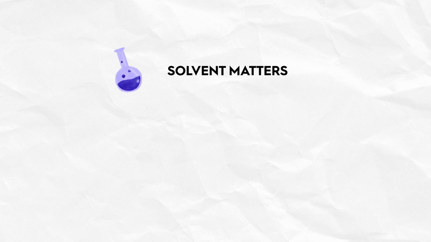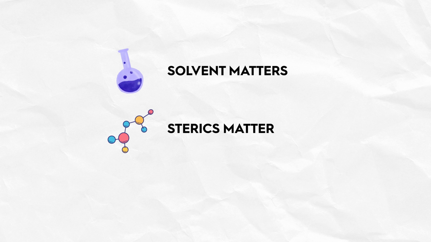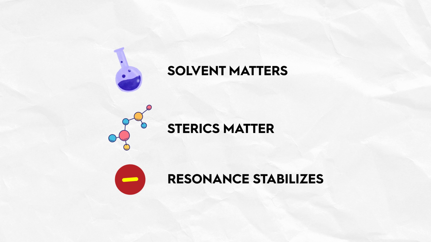Here are a few refinements to keep in mind. The solvent can either help or hinder proton transfers. Steric crowding can slow down the approach to the proton, and resonance can stabilize conjugate bases, which in turn strengthens their corresponding acids, like the acetate ion from acetic acid.